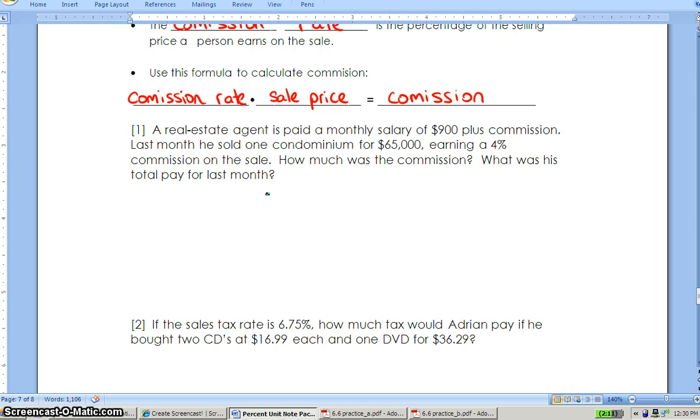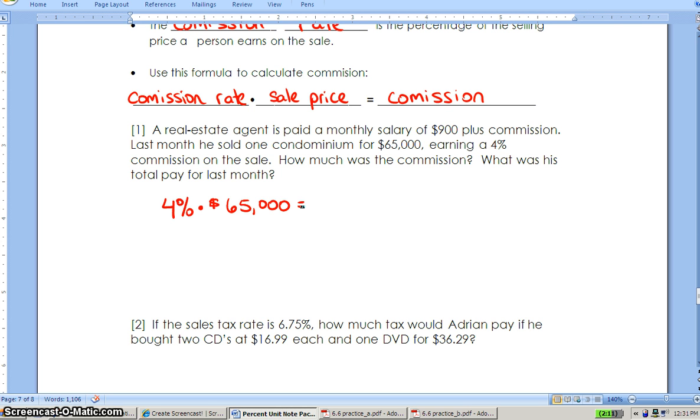So do we have a commission rate here? Yes, we do. It is 4%. Times the sale price. Can we find a sale price in here? Here's a price, but that says that's his monthly salary. So that's not what we're looking for. Here's another price. He sold one condominium for $65,000. That's a sale price. So we're going to do the 4% times the $65,000.